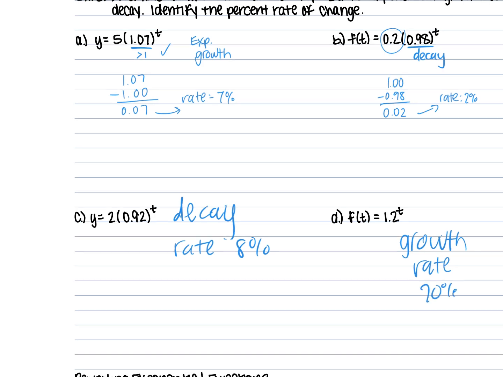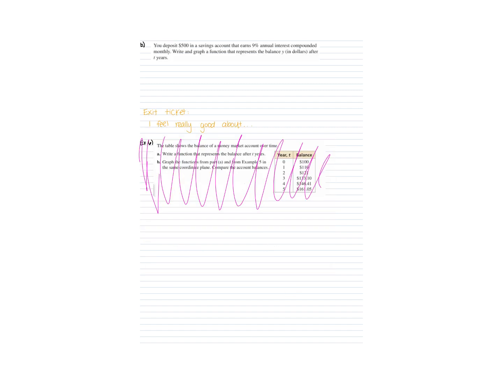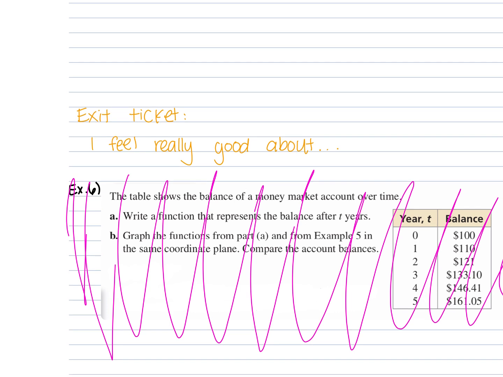I want you guys to literally cross out example 4, and I need you to cross out the solving real life problems, example 5. We're gonna cover interest at a later date. And then I do need you to answer this exit ticket. I feel really good about blank. Tell me what was the best part of the lesson for you? What made the most sense to you? What you understood the best? It is completely up to you. There's no right or wrong answer here. Answer that and then turn this in.